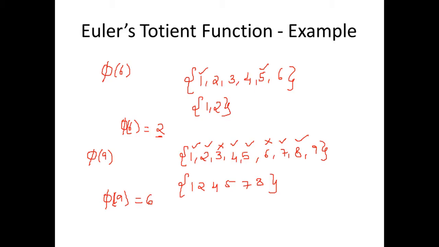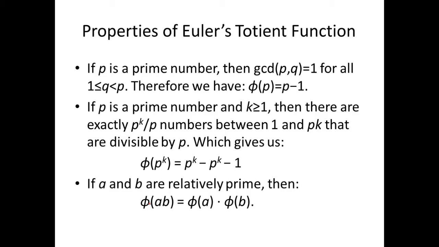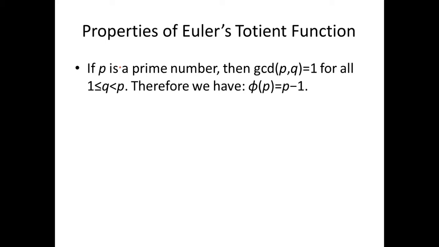I hope you have understood what Euler's totient function is and what result it returns with these examples. Let's go further and look at the properties of Euler's totient function. We have three main properties. We'll understand each property with some sample values. Let's take a look at the first property.